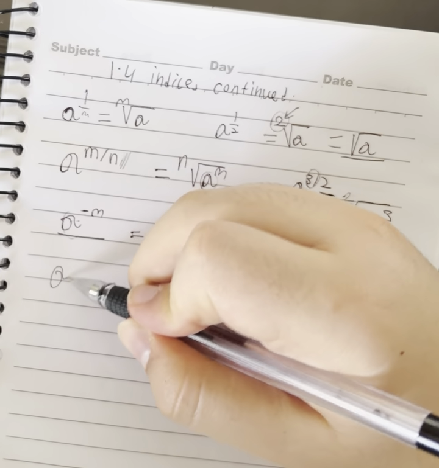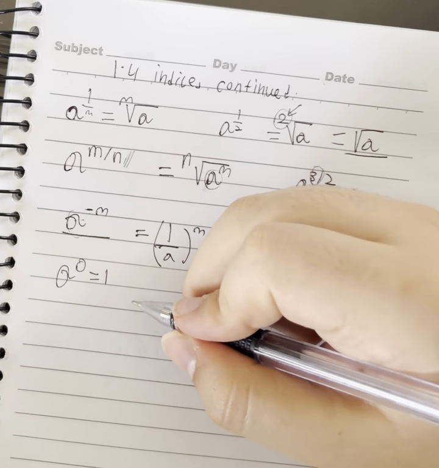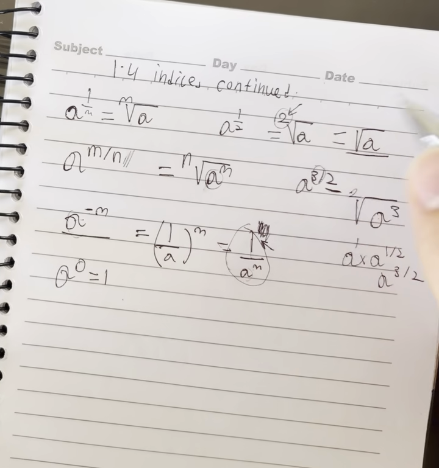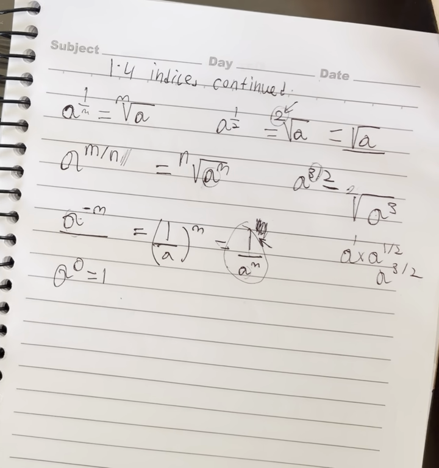And as we know, anything to the power of 0 is equal to 1. Whether it is a positive number or a negative number, anything to the power of 0 gives you 1.